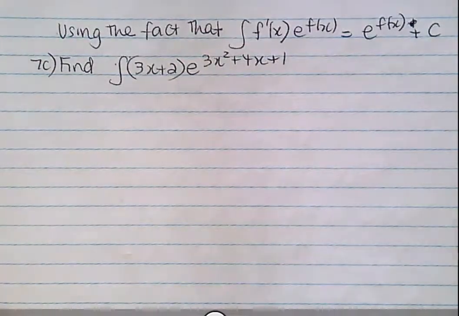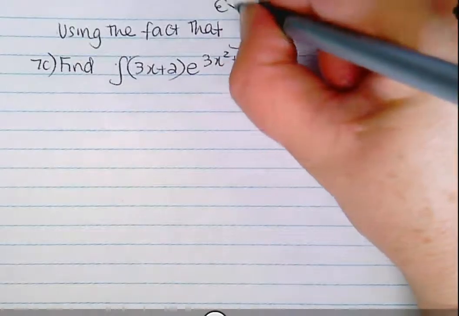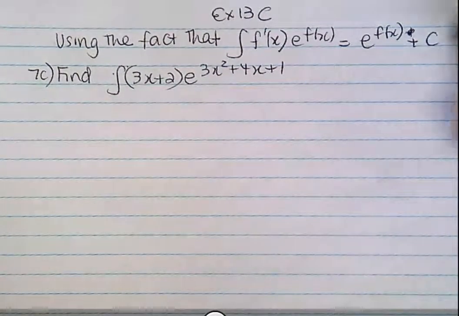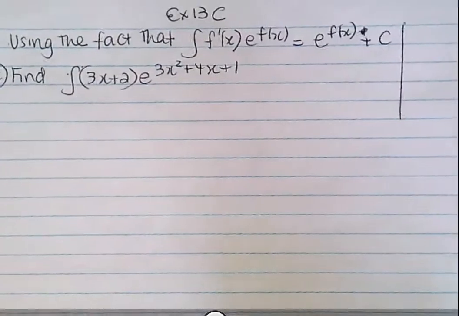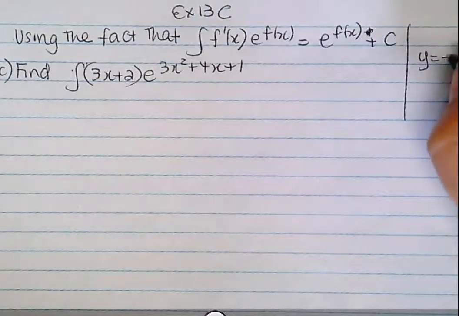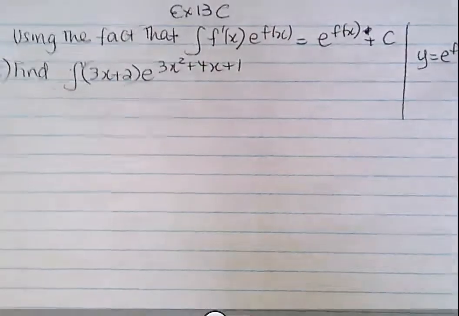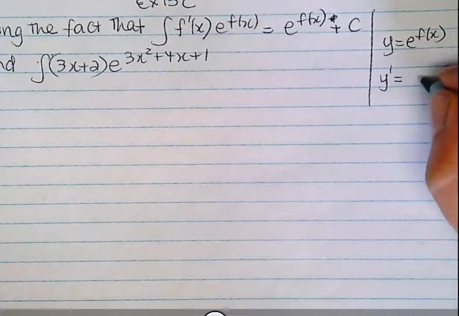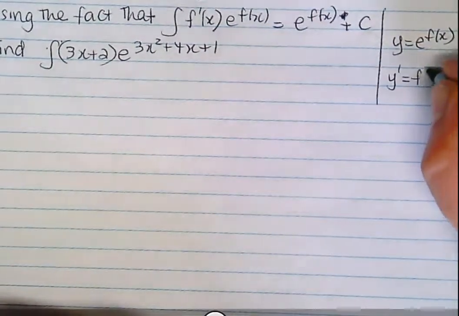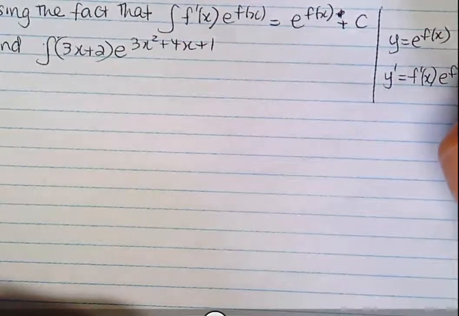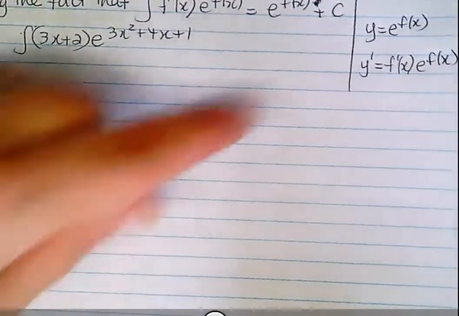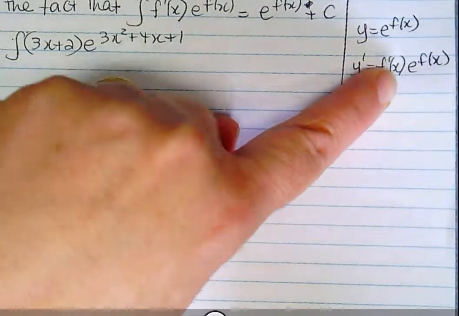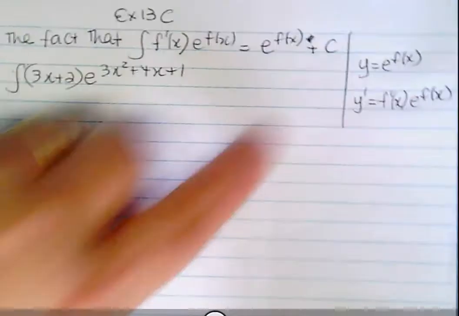It's another question from question 7, exercise 13C. Again, remembering that if y equals e to the function of x, then y dash equals e to the function of x times the derivative of that function. In other words, it's equal to f dash x e to the function of x. Now, if we differentiate that, we get the derivative. Therefore, if we integrate f dash x e to the function of x, we get e to the function of x.